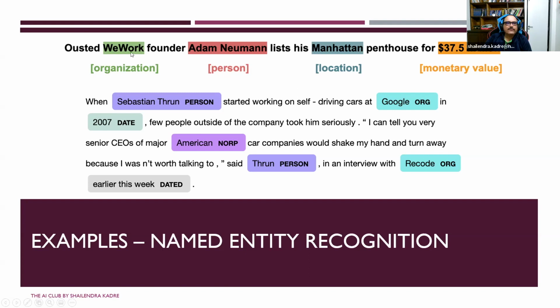WeWork director Adam Neumann lists his Manhattan penthouse for 37.5 million. So there are entities here. As you can see, they are listed below in green, and the colors are different. WeWork is an organization, so it is also an entity. Adam Neumann is an entity. It is the name of a person. Manhattan, we are talking of a location in New York, so it is also an entity, location.